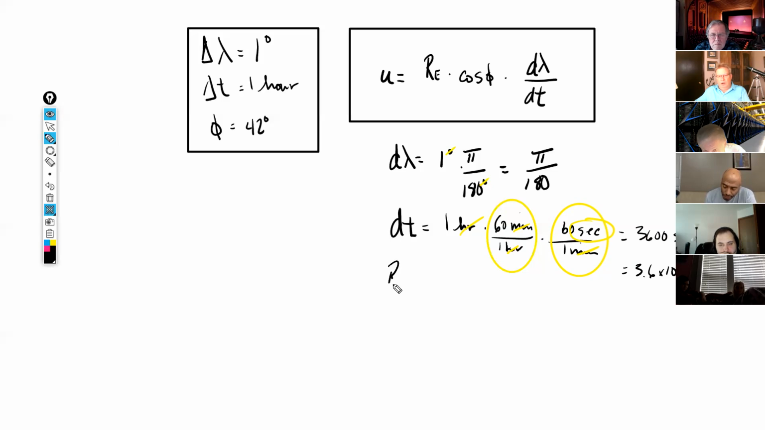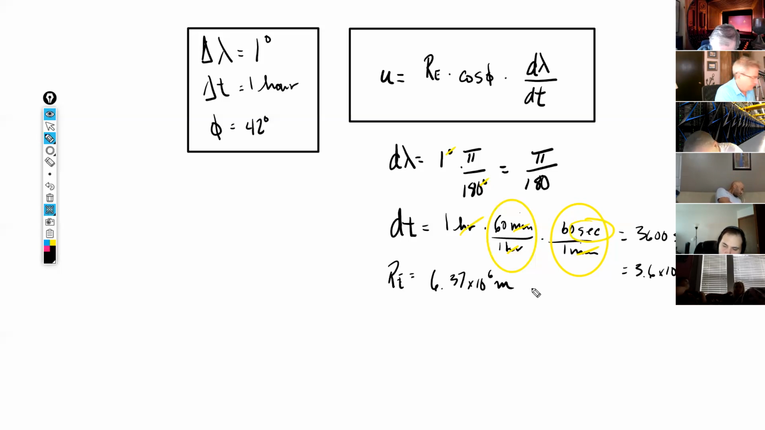I also want to know what RE is. Remember what I said, RE, the radius of the Earth, is 6.37 times 10 to the 6th meters. If you look on those pages I just told you to look at in the appendix, on page 468, Earth and Sun, radius of the Earth, 6.37 times 10 to the 6th meters.